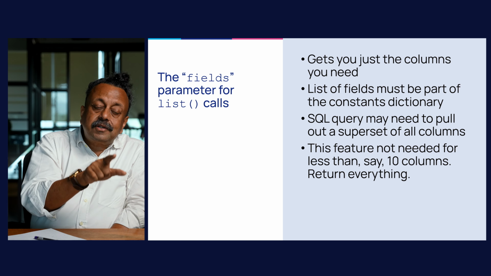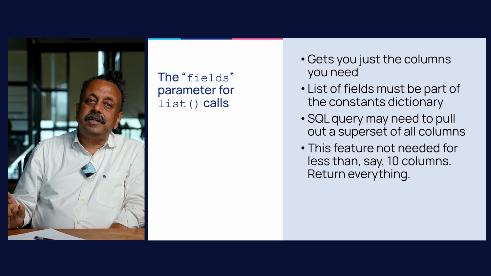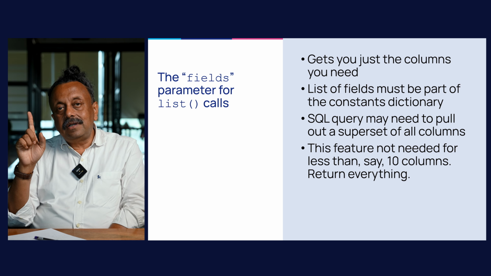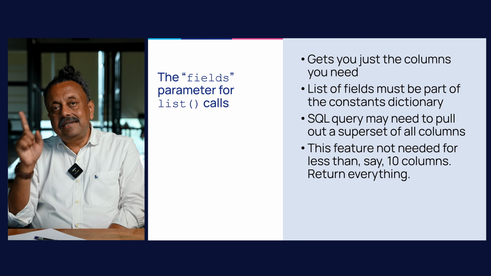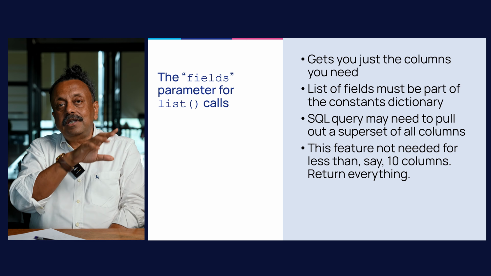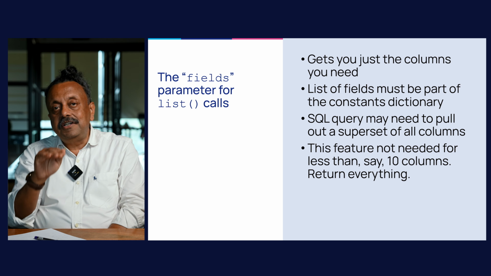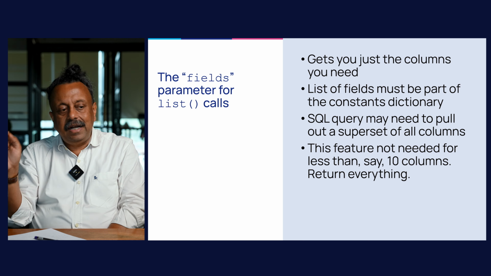So the list of valid field names must be part of the constants dictionary. We have already talked about dictionaries, right? So one of the constants in the set of constants is the list of valid field names. So the value of this constant will be an array, and you will have the list of valid field names against which the web service will check the values passed in the fields parameter. That is how we validate whether these field names are valid field names or not.